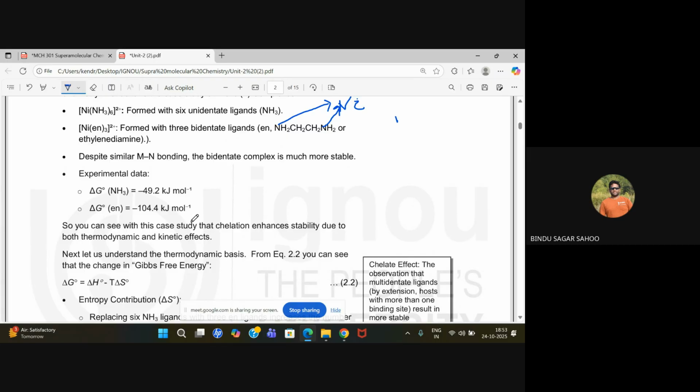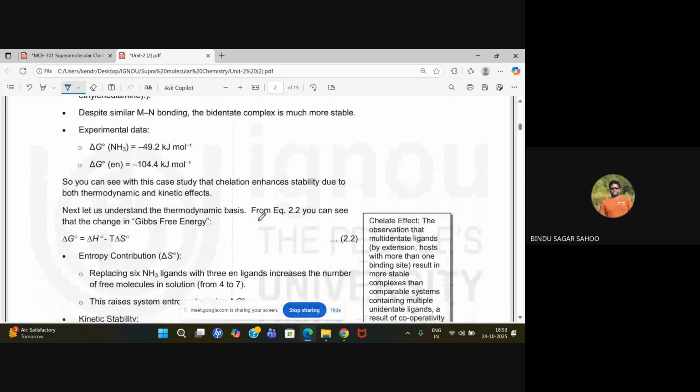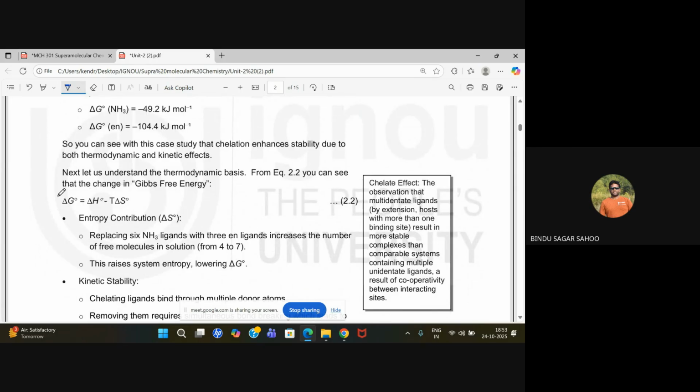Then we can analyze: the stability created by the chelation process is due to what type of effects? Either thermodynamic effects affect the stability or kinetic effects affect the stability. Basically, this ΔG value is due to two parameters: ΔH, the enthalpy, and ΔS, the change in entropy, which will affect the Gibbs free energy.